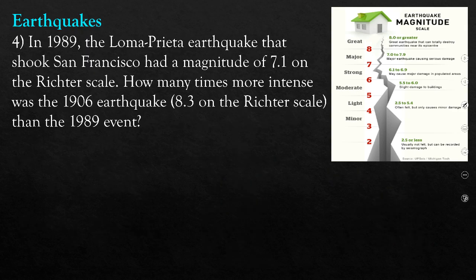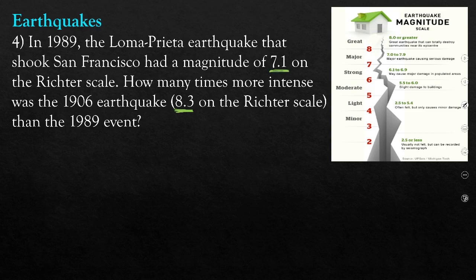All right, another one about earthquakes. In 1989, the Loma Prieta earthquake that shook San Francisco had a magnitude of 7.1. Poor San Fran, they're just getting earthquakes all the time. How many times more intense was the 1906 earthquake, which was an 8.3 on the Richter scale, than the one that occurred in 1989?